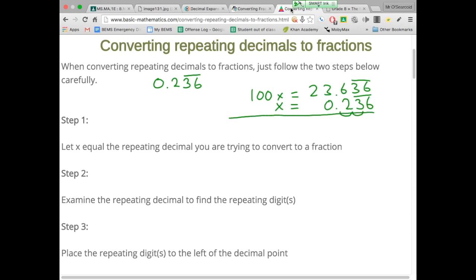When we subtract, we have 99x on the left side. Our 36 cancels out, and we have 23.4 on the right side. Dividing by 99 returns us to x equals 23.4 over 99, which we simplify by multiplying by 10 above and below, giving us 234 over 990.